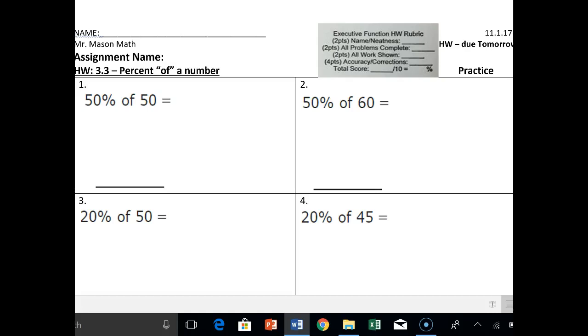So we're using percent of a number. This is a concept we know, but again, we're trying to use our mental math. So the first thing I want you to do is to think about an estimate for your answer. So in every problem, I want you to have an estimate for your answer.